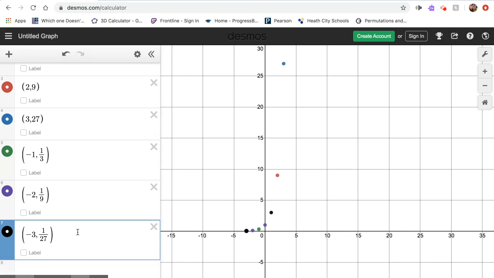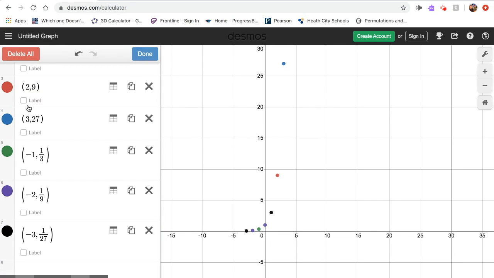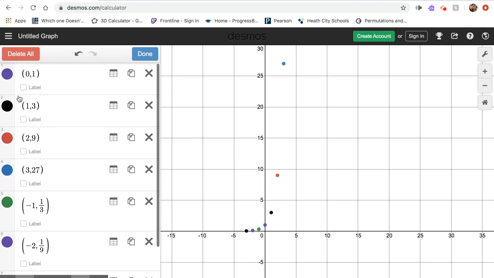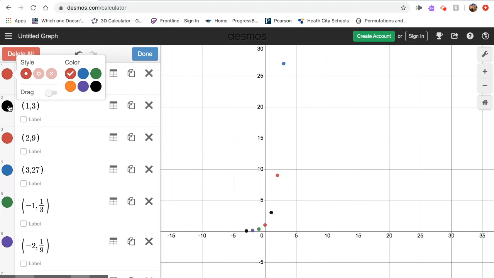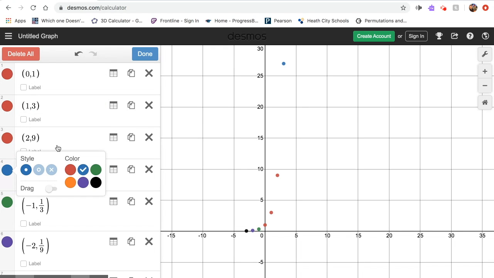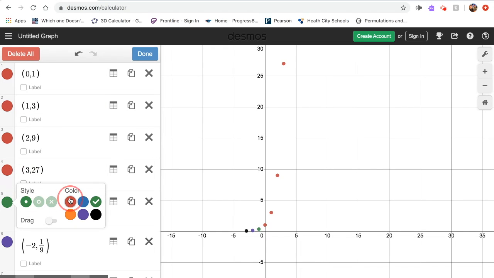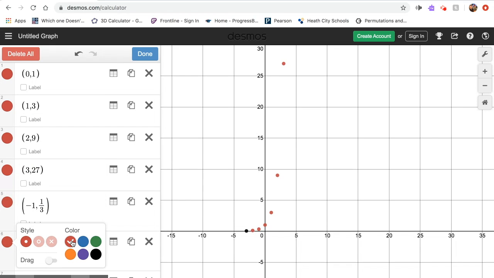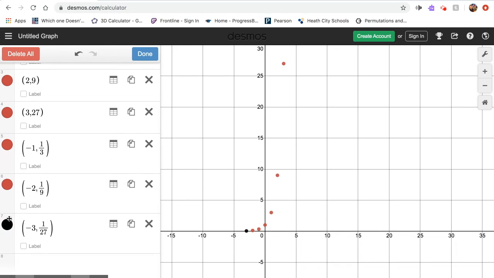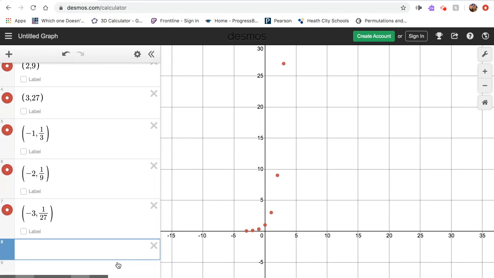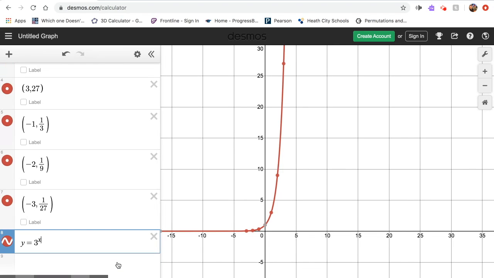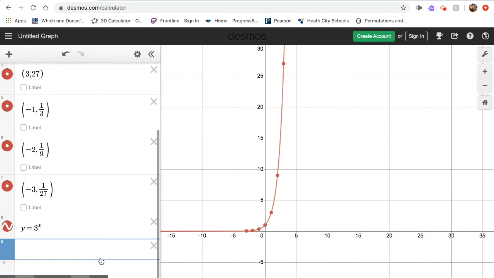So there I can see several points that would be on the graph of y equals 3 to the x. I'm going to go ahead and change the color of them so that they are all the same color, just for consistency here. Make them all red. So there's that, and I'll go ahead and show that the function does pass through those points by actually graphing y equals 3 to the x here, so that you can see that function is in fact passing through every one of those points that I've plotted, so you can see that I've graphed that correctly.